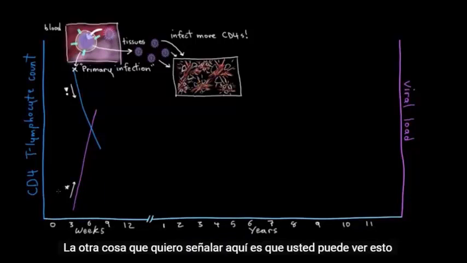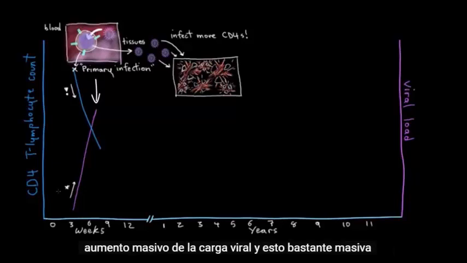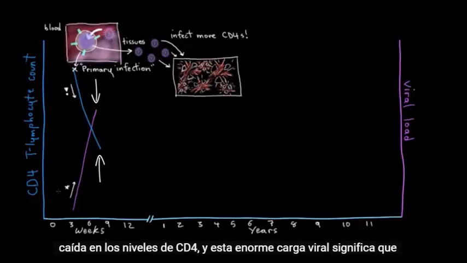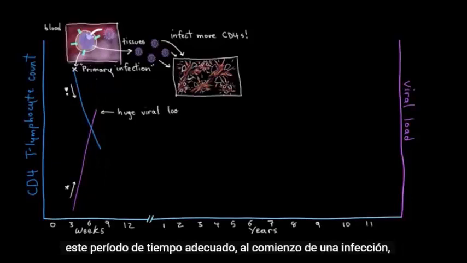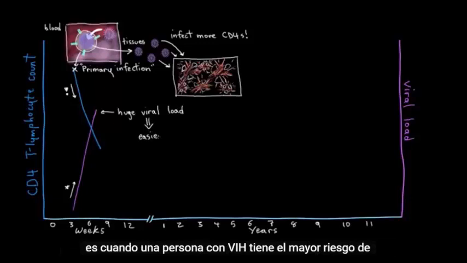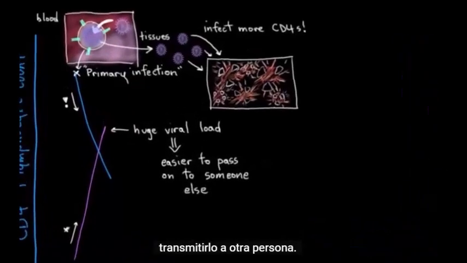The other thing I want to point out here is you can see this massive rise in viral load and this pretty massive drop in CD4 levels. And this huge viral load means that this time period, early on in an infection, is when someone with HIV has the highest risk of transmitting it to someone else.